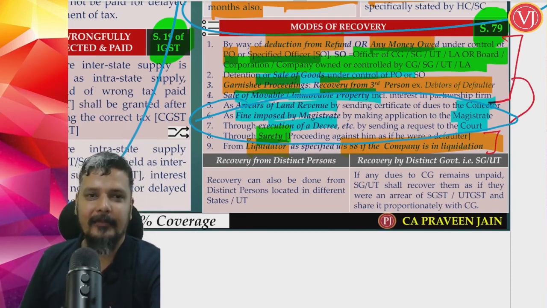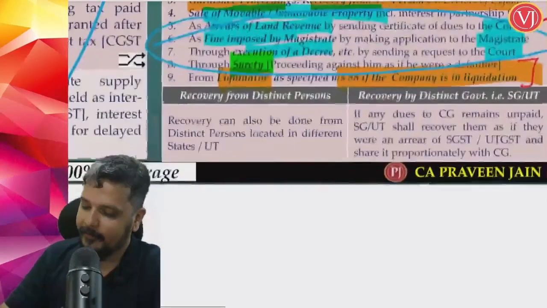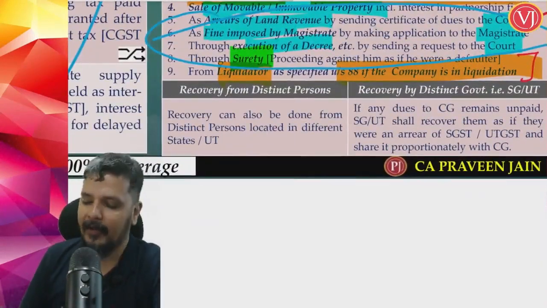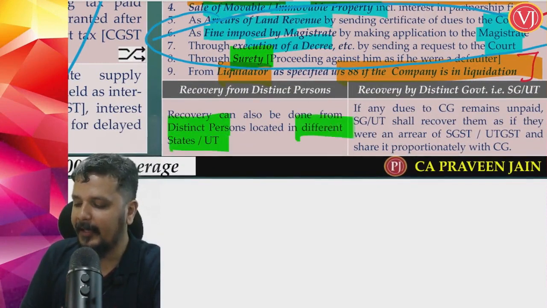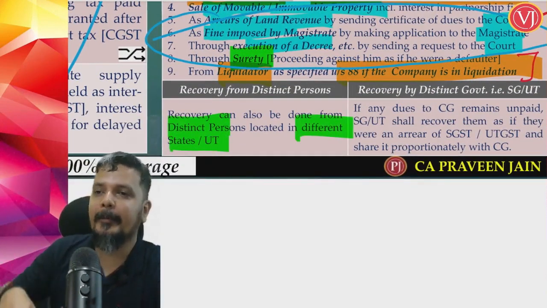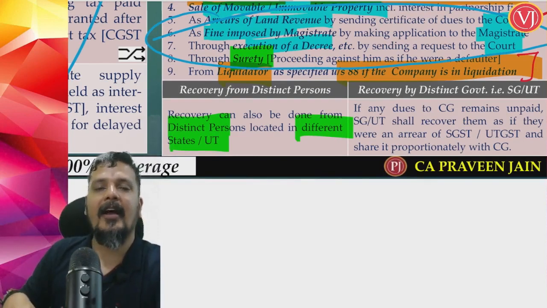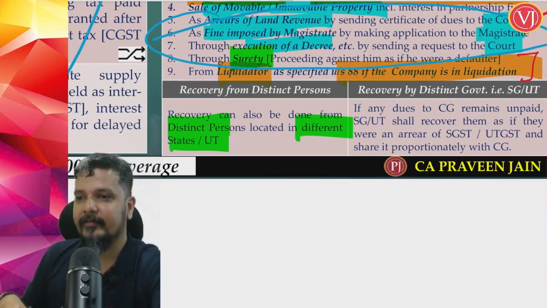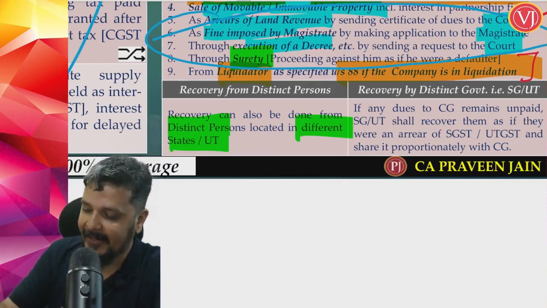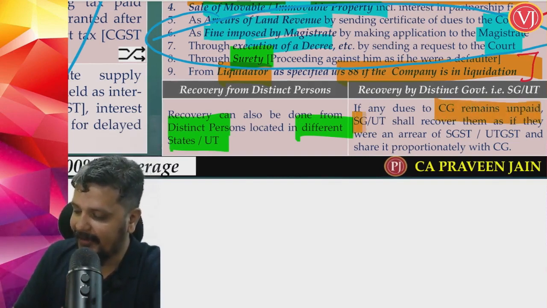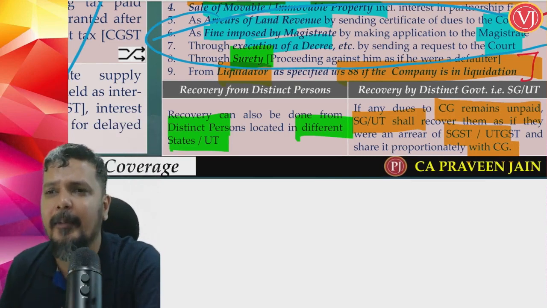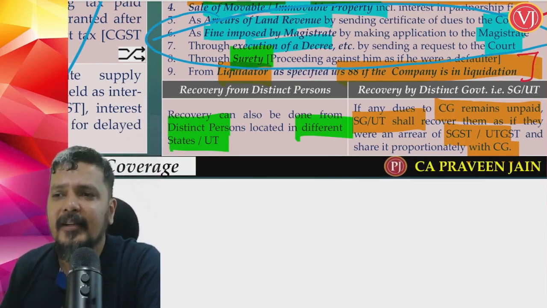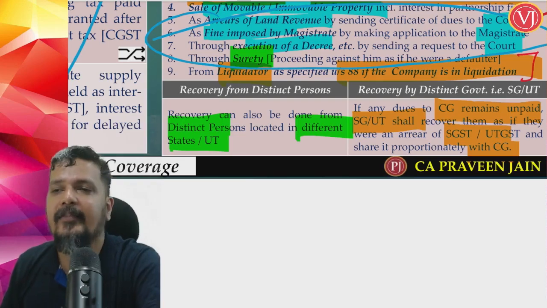They don't stop here. If you're talking about distinct persons, this we have already discussed. So distinct person recovery can be done in a different state. If there are recovery proceedings happening in Tamil Nadu and you have registration even in Maharashtra, the Maharashtra government can also collect. And when another government is collecting, they have taken care of it. If there are central government dues unpaid, the state government can collect it. If state government dues are pending, the central government can collect it and they will give it to the corresponding government. They will try to recover as far as possible.